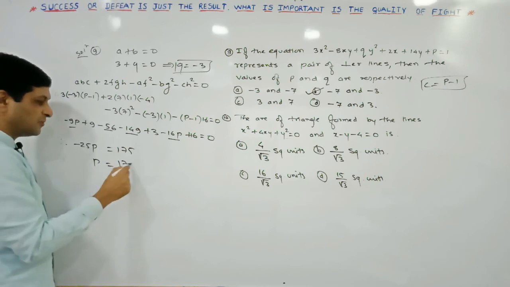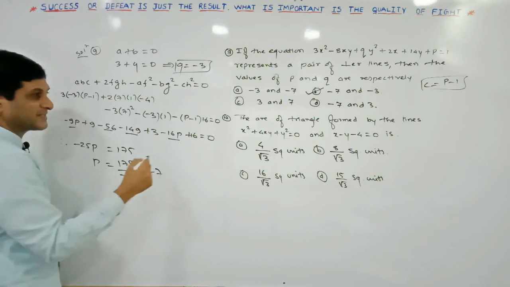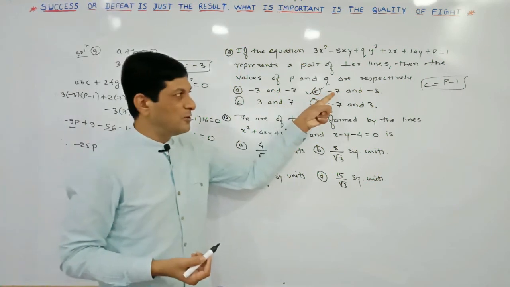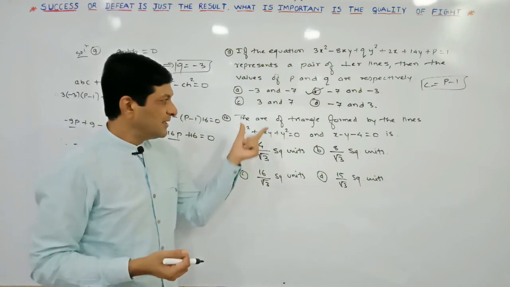So P will be equal to 175 divided by -25. So P will be equal to what? -7. In this way we have got the value of P is equal to -7 here. Now observe the next example.